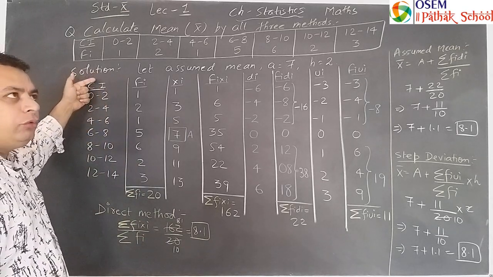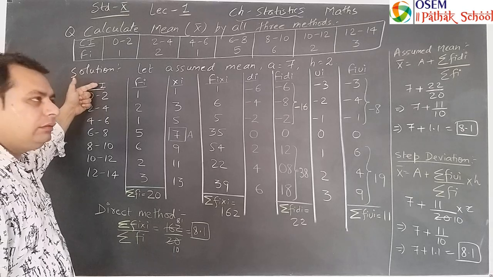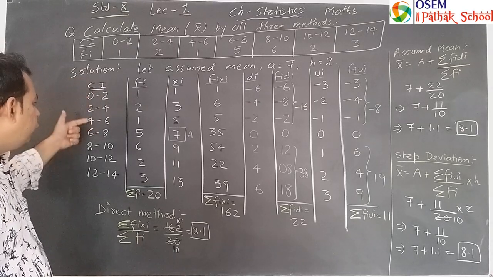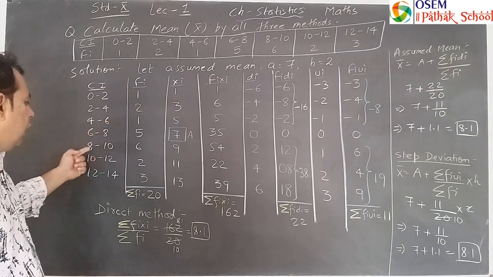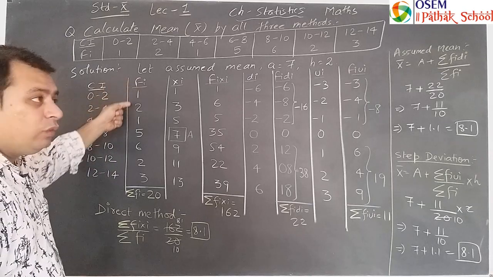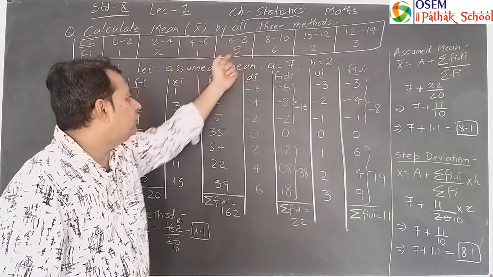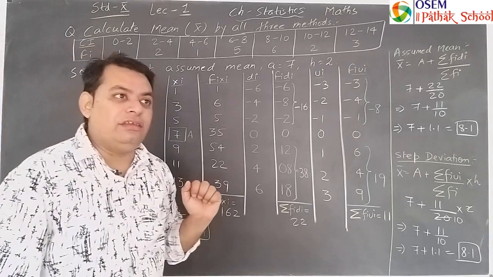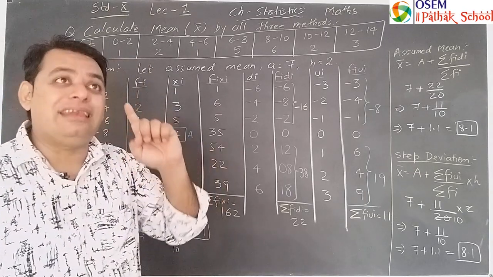First of all, what do we have to do? We have to make the class interval, that is CI: 0 to 2, 2 to 4, 4 to 6, 6 to 8, 8 to 10, 10 to 12 and 12 to 14. Now I have written down the frequency which was shown in the question. Now Xi, I have already discussed what Xi is. Xi is also known as the class mark.